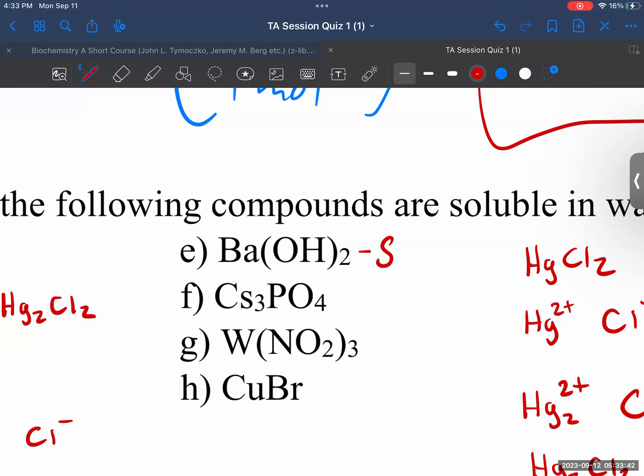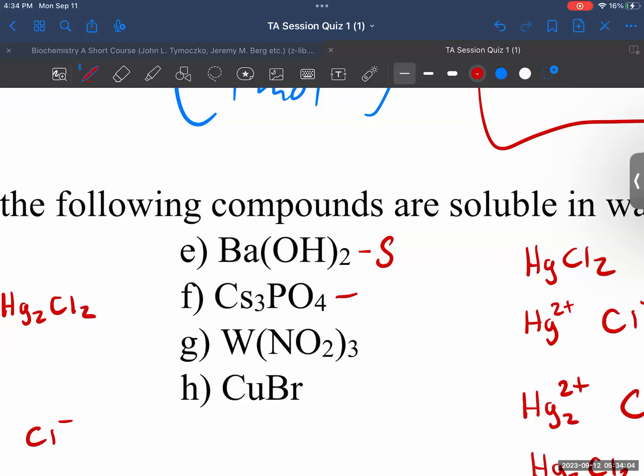All right. Have y'all learned this yet? Barium hydroxide is a strong what? Base. Yeah, strong base. So barium hydroxide is a strong base. Strong base means it completely separates. So barium hydroxide is soluble.